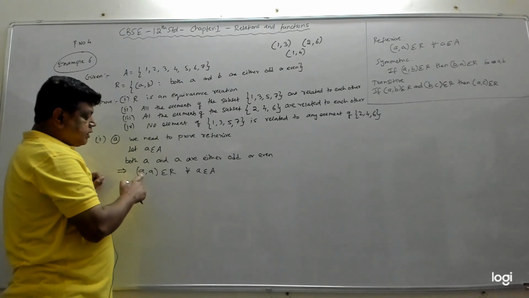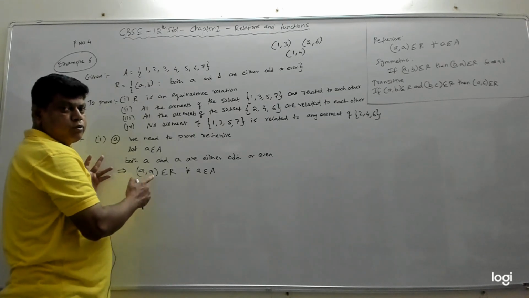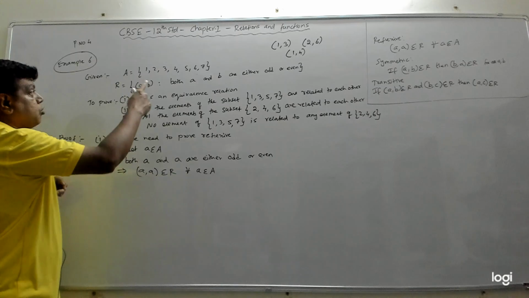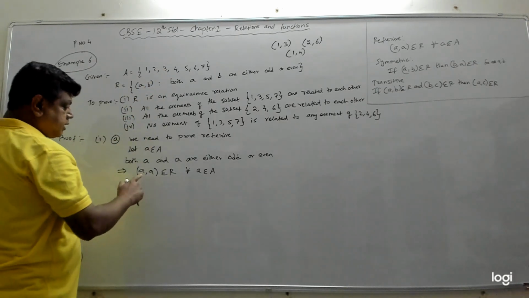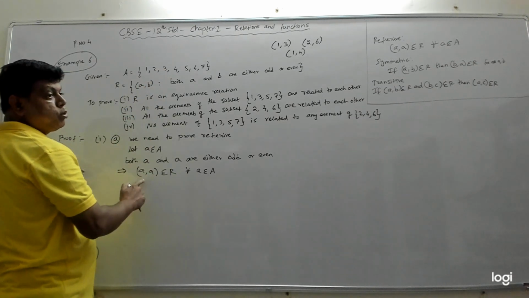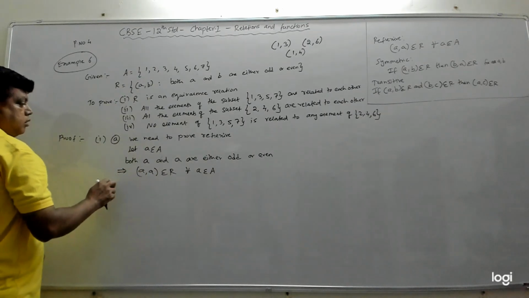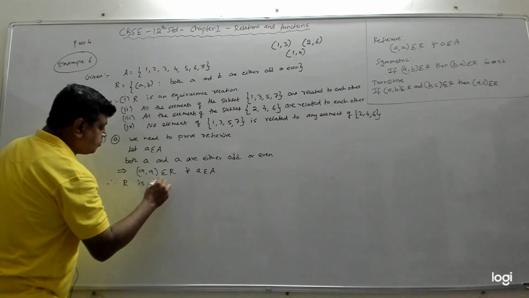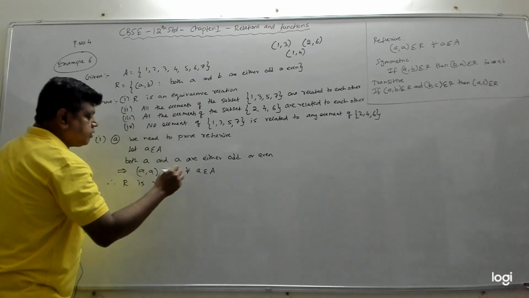So if a is odd, this a is also odd, because it is one and the same element. (1, 1), (2, 2), (3, 3), we cover all those elements. (4, 4), (5, 5), or (6, 6). 6 is related to 6 because both are even. So therefore we can say R is reflexive. R is a reflexive relation. So we have proved that.